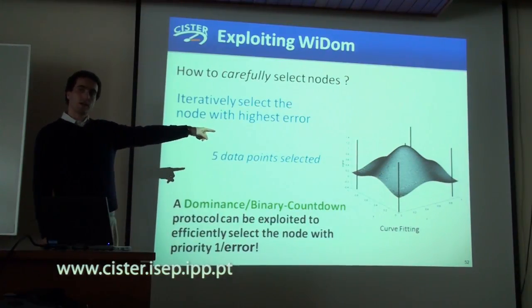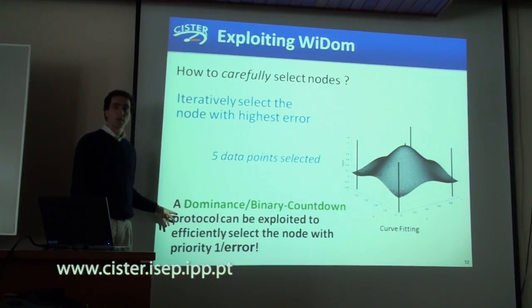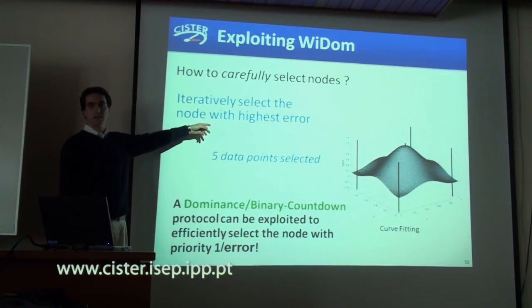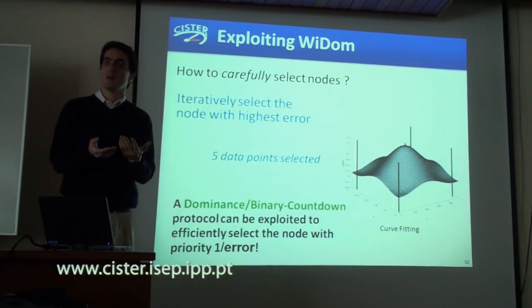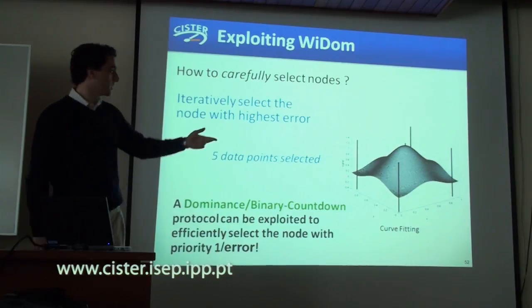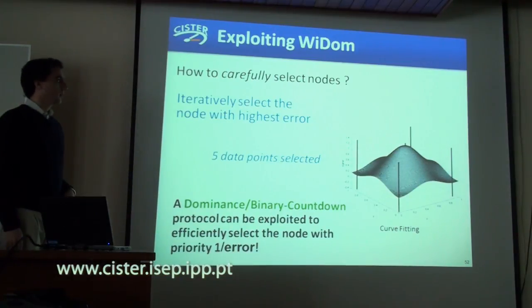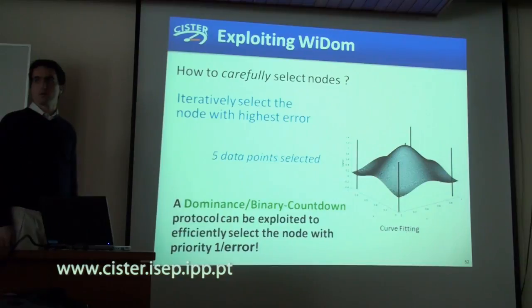So how can we select those nodes quickly? That's easy. We can use YDOM to get the node with the highest error. We just do a tournament, and the node with the highest error will win the tournament. And that makes you have those points very quickly.